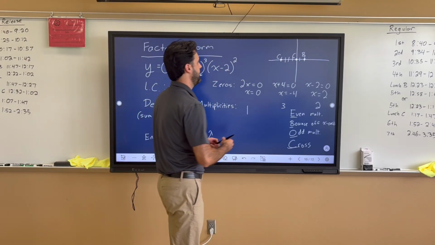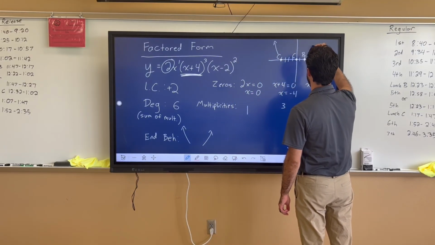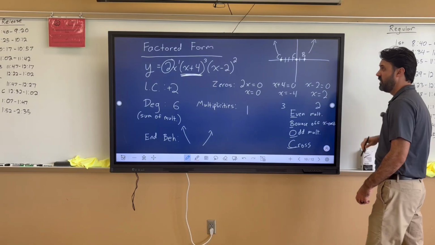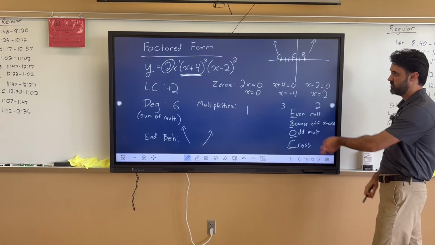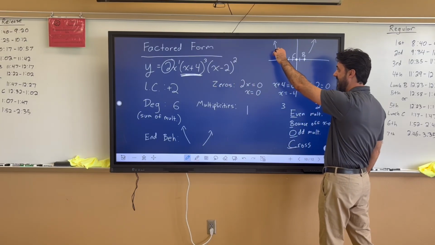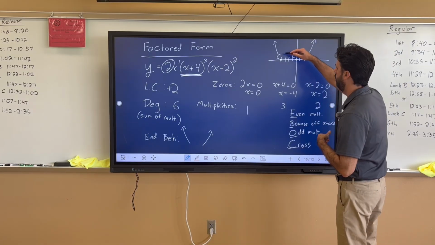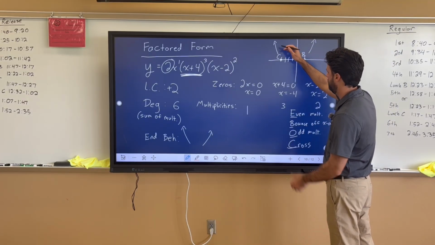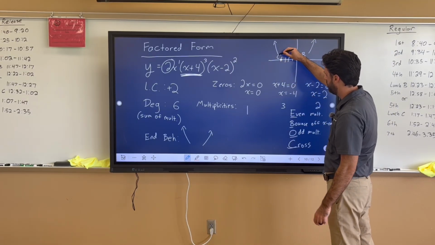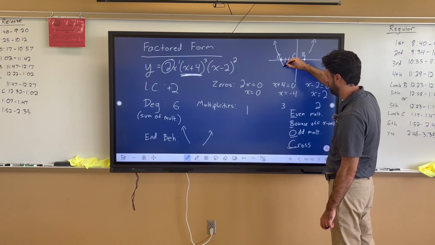So this graph is going to start up to the left, and it's going to end up to the right. What we can now do, and this is where factored form in some ways is better than standard form, is get a rough sketch of the rest of the graph. As I'm going from left to right, the graph has to connect to this 0, and it's going to cross through the x-axis. It's going to go down here.